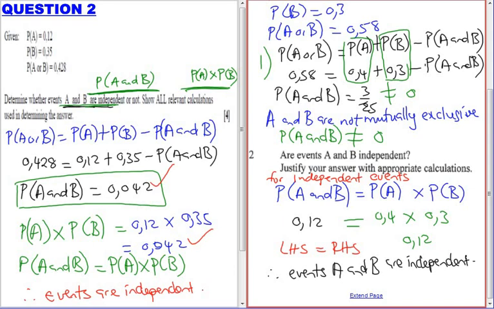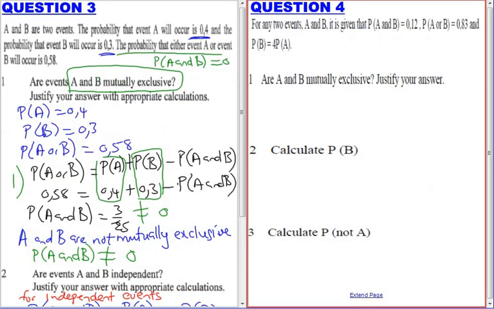All right, so here is another example for you. Do this question on your own and let's see how well you can do this. Well done if you did it on your own. So here, for any two events A and B, we were given that the probability of A and B is 0.12. We are certainly going to need this. And the probability of A or B is given as well. Oh, and we were given the relationship between these two. So please keep those in mind.